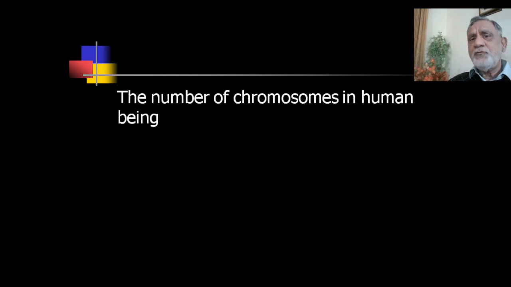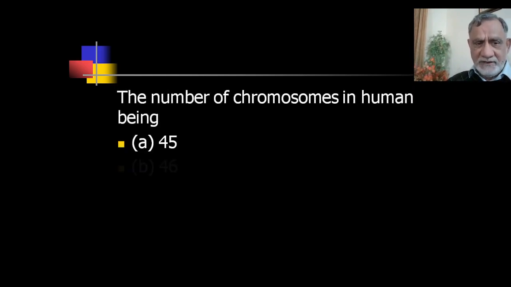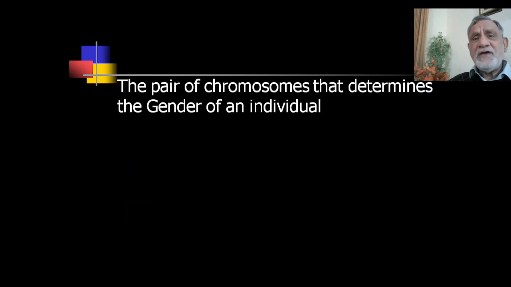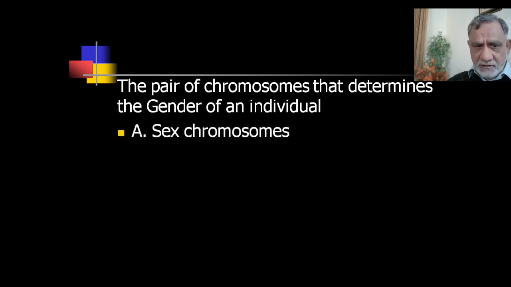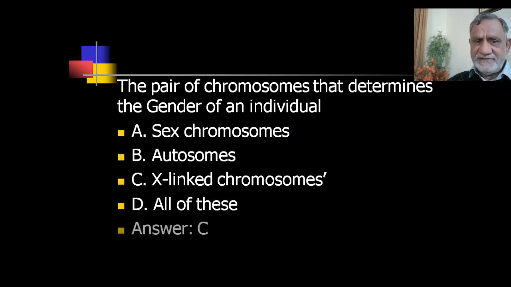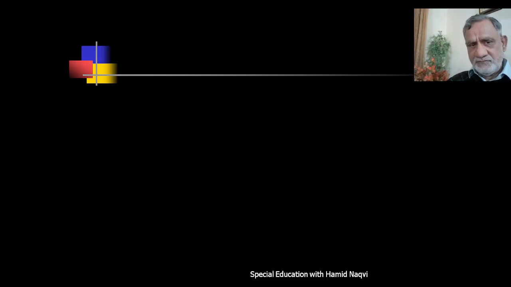The number of chromosomes in human beings are how many? Correct answer is B, that is 46. 23 from male and 23 from female. The pair of chromosomes that determine the gender of individuals are sex chromosome, autosomes, X-linked chromosome, or all of these. Correct answer is C. X-linked chromosomes determine the gender of an individual.